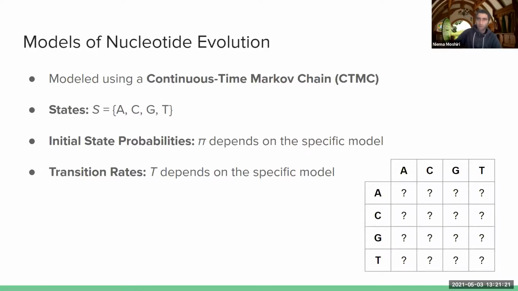And just like before, I can represent it using a matrix. It's not a probability matrix because these are not probabilities because it's continuous time, right? It's not discrete time. These are rates, but still I have a rate matrix that describes the rate of going from A to A, to C, A to G, A to T, and so on.